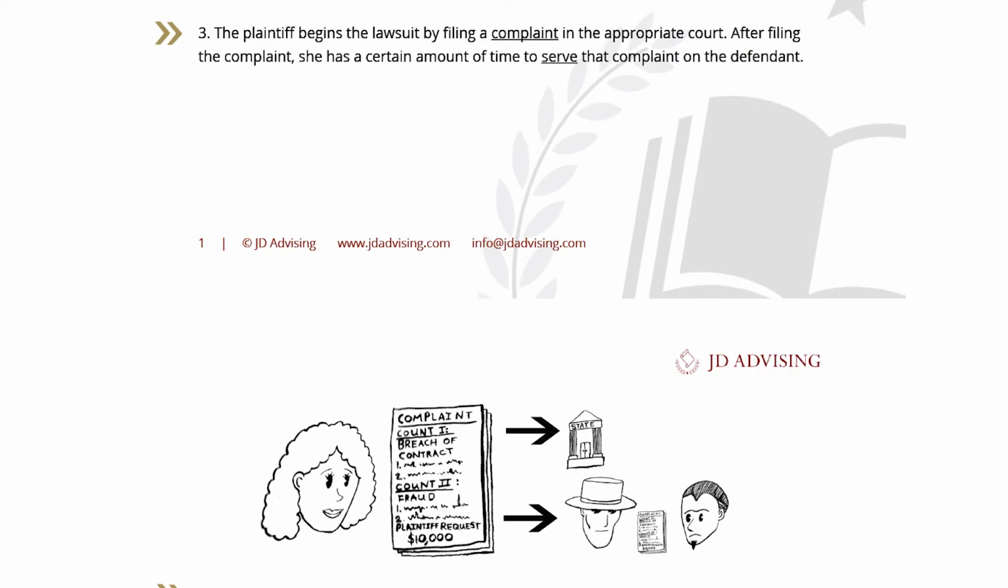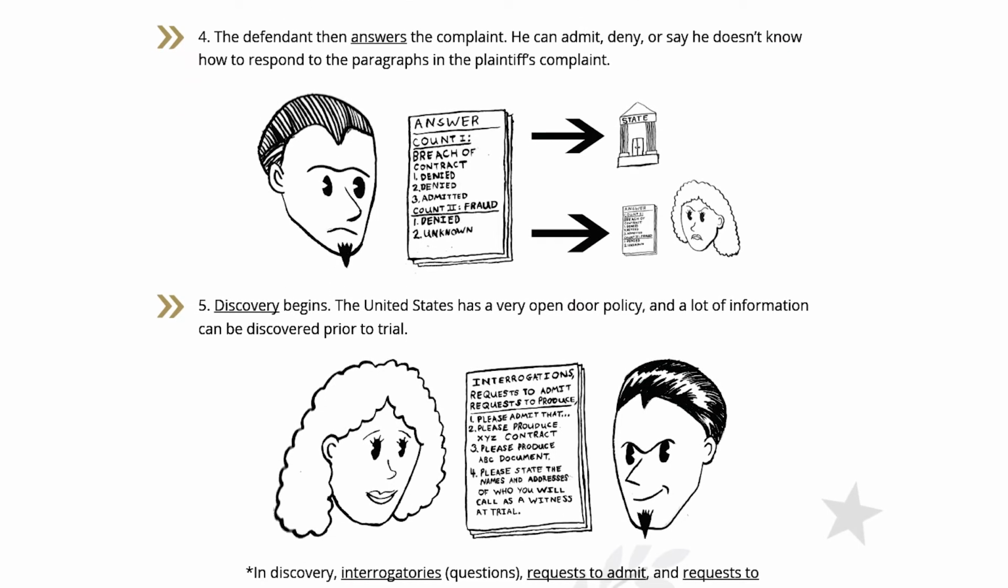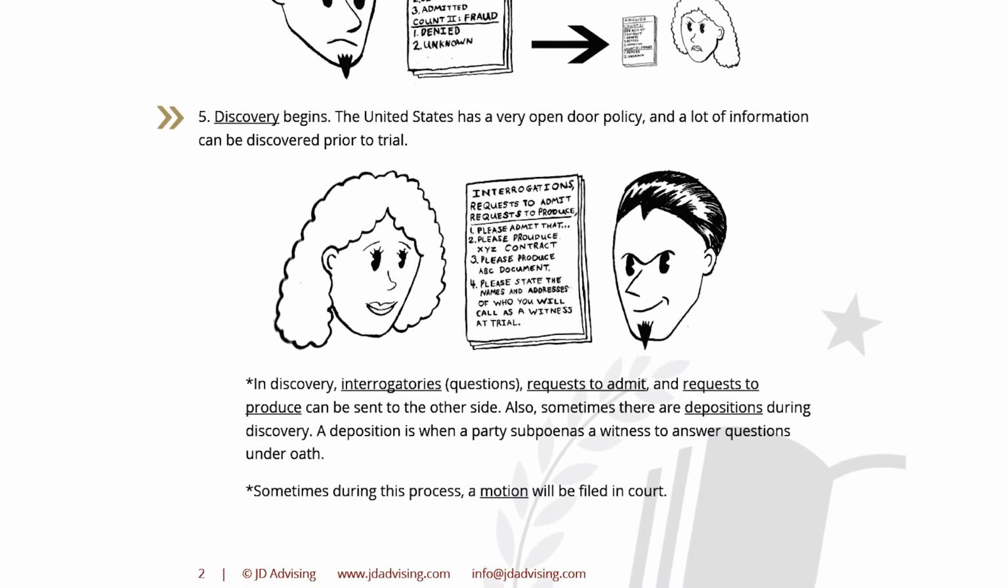After filing the complaint with the court, the plaintiff has to let the defendant know that they're being sued. So the way to do this is to serve the defendant, either by mail or by hiring a process server to do it. But basically, serving is just a fancy way of saying you're giving the defendant notice that you are suing them. So the defendant will then answer the complaint. The defendant can admit, deny, or say he doesn't know how to respond to the paragraphs in the plaintiff's complaint. But basically, the defendant is required to provide some kind of response to the plaintiff's complaint.